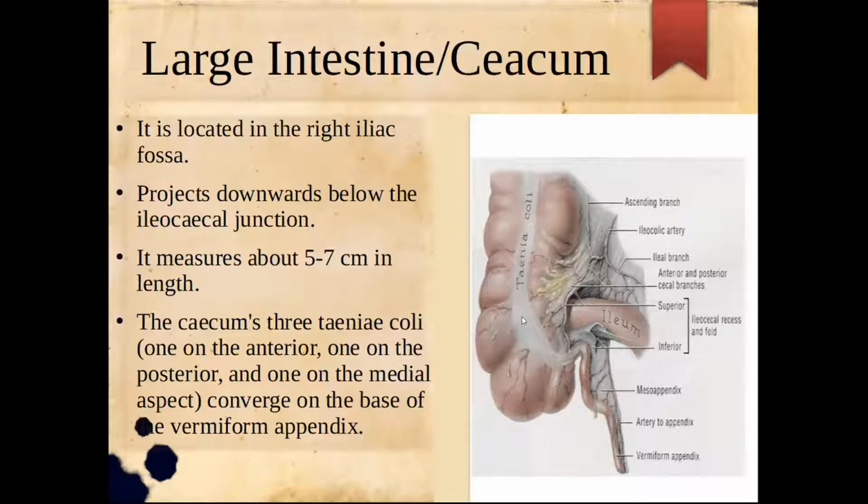The cecum has 3 tinea: 1 in the anterior wall, 1 in the posterior wall, and 1 in the medial side. All these 3 tinea meet at the base of the appendix. This is why, when we do an appendicectomy, we look for the appendix by following the tinea to where they converge from the anterior, posterior, and medial parts. This is the base of the appendix, and this is how you can identify it.